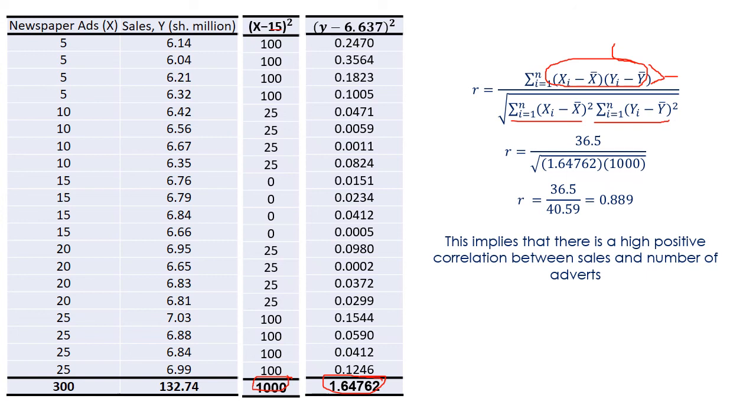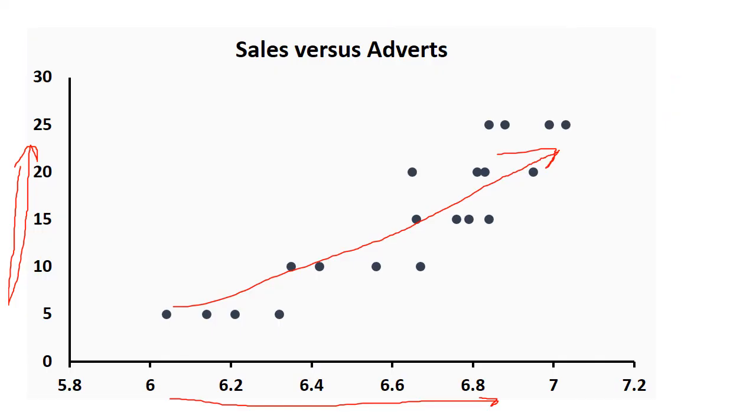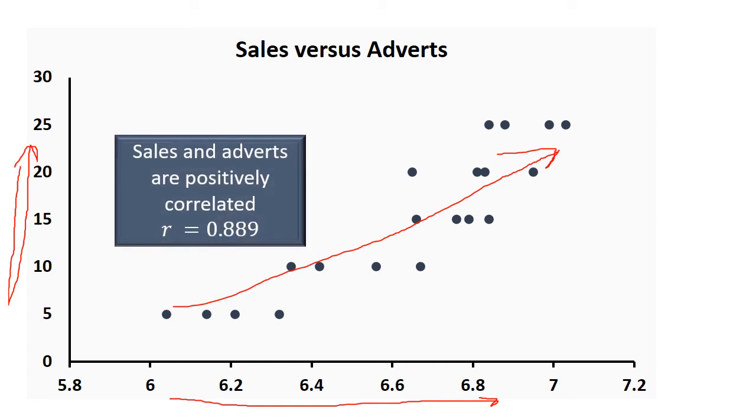This means that the higher the number of adverts, the higher the volume of sales, just like we had seen with the covariance. So we can illustrate this in a graph. This column is for the sales, and this one is the number of adverts. As the adverts go up, you can notice that the sales also increase, and that's what we have said earlier. Thank you. This is the end of our discussion on correlation and covariance.